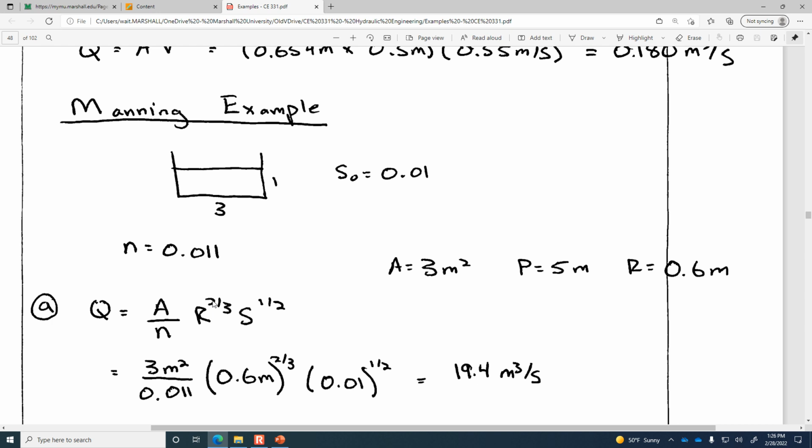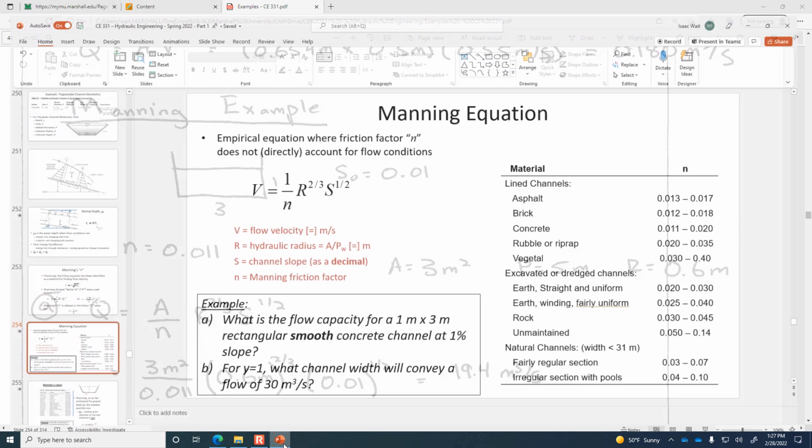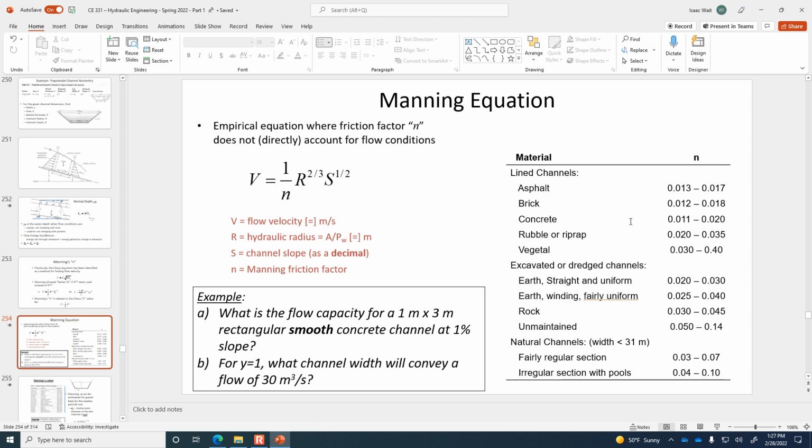So 19.4 cubic meters per second is the capacity of this channel if we are going to have a depth of 1 meter, width of 3. Now the capacity would be higher or lower if this surface was made out of something else, because right now we're talking about smooth concrete. So if instead it was rubble, like broken up rocks that you'll sometimes see lining the edges of a channel, it would be a much lower flow rate. If we're dividing by the n value, then if you go from 0.011 for a smooth concrete to 0.022, then you're cutting your flow capacity in half.